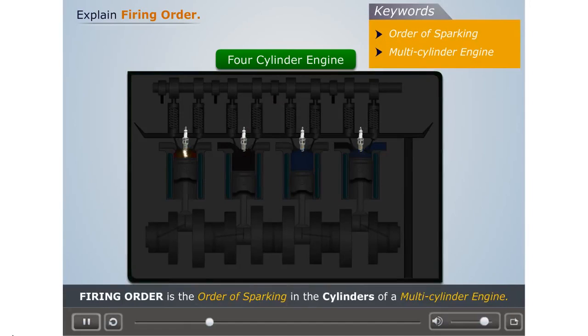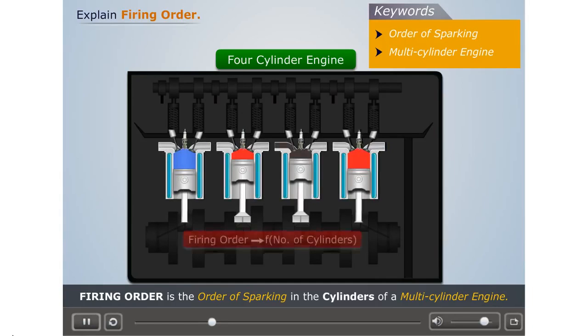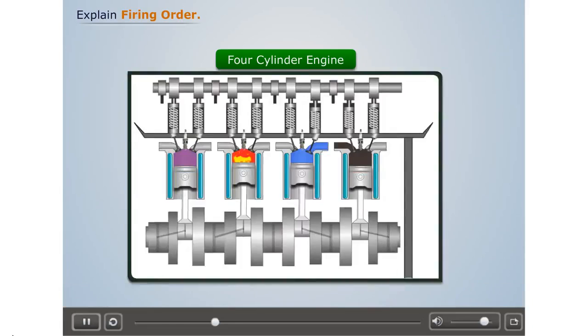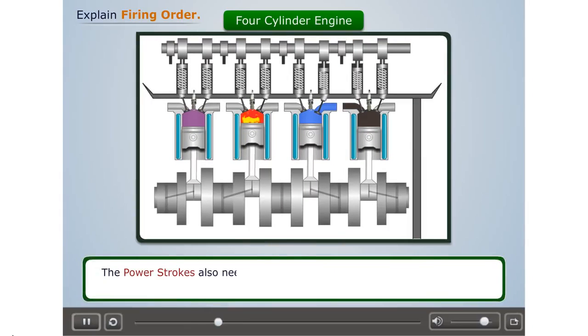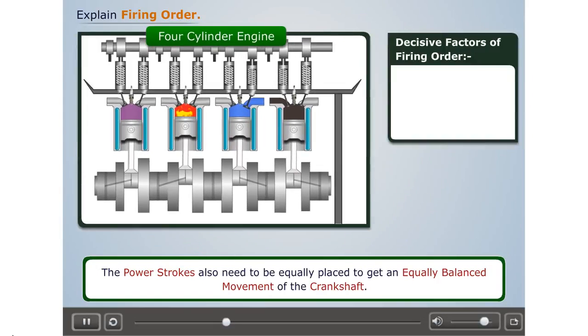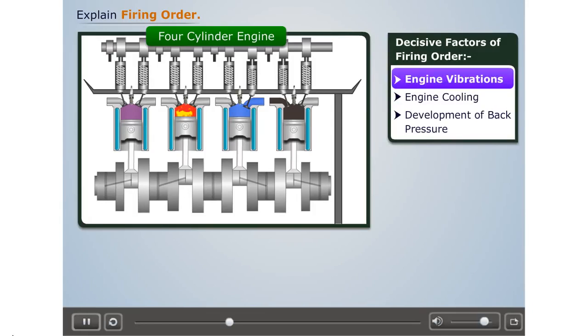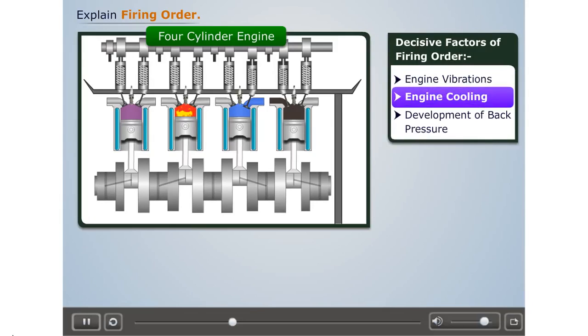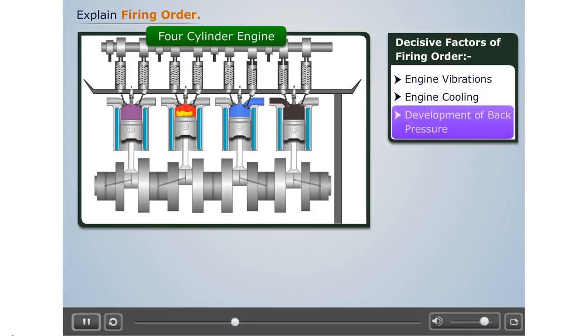Firing order of an engine depends on the number of cylinders in the engine. The power strokes also need to be equally placed to get an equally balanced movement of the crankshaft. The three main factors affecting the firing order are engine vibrations, engine cooling, and development of back pressure.